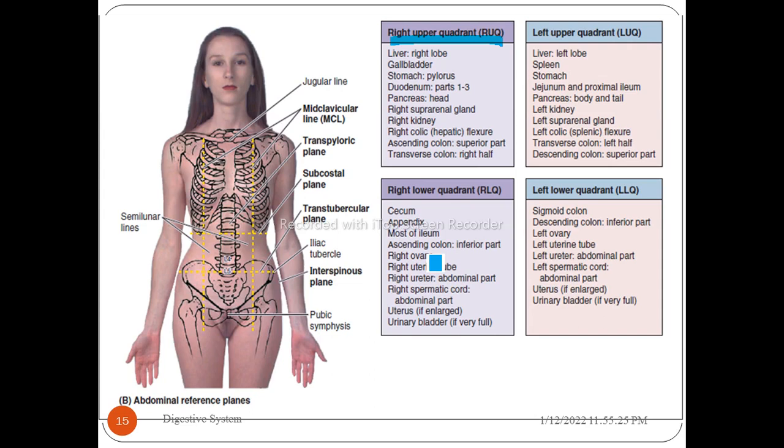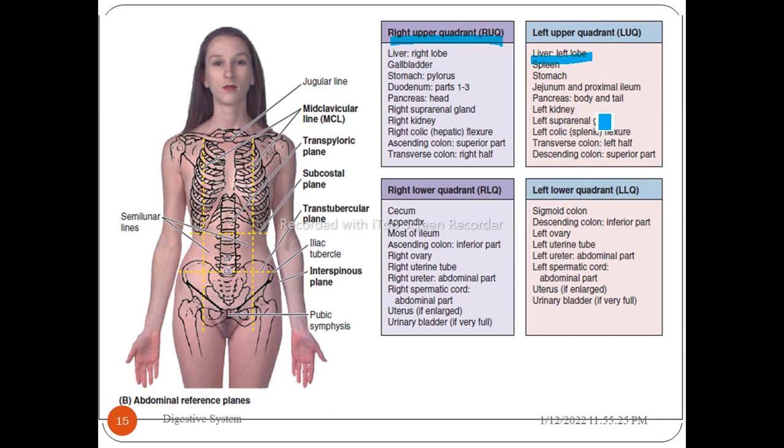So these are all found in the right lower quadrant, whereas in the left upper quadrant are the left lobe of the liver, spleen, all parts of the stomach except the pylorus, jejunum, proximal ileum, body and tail of the pancreas, left kidney, left suprarenal gland, left colic flexure, left half of transverse colon, and superior part of descending colon.